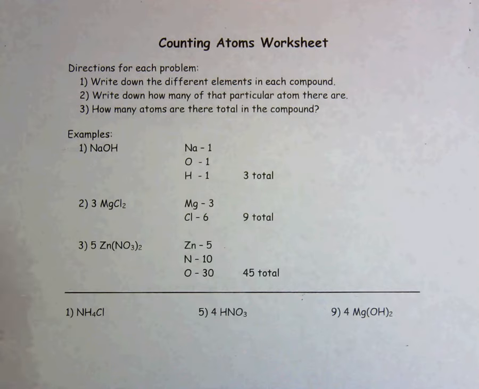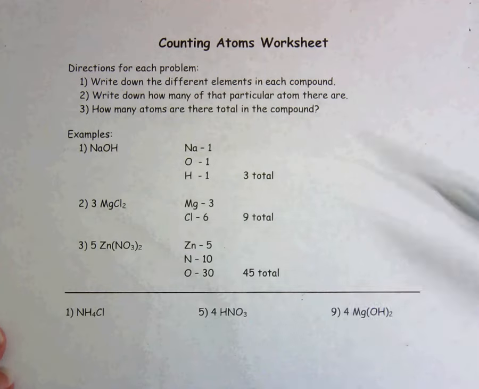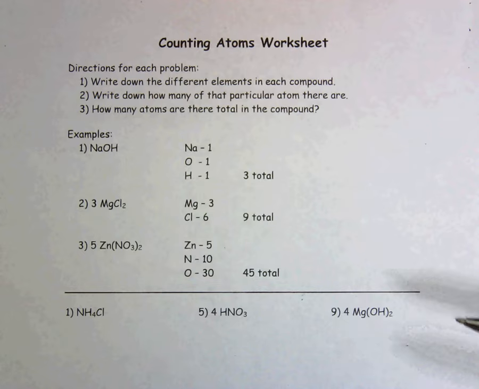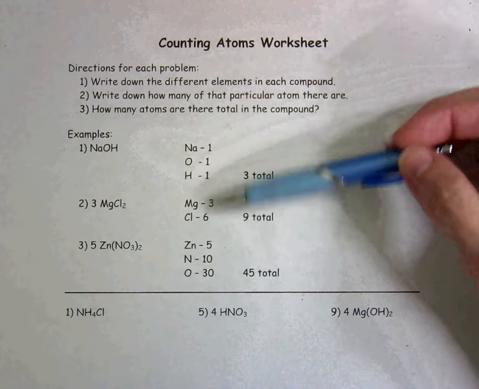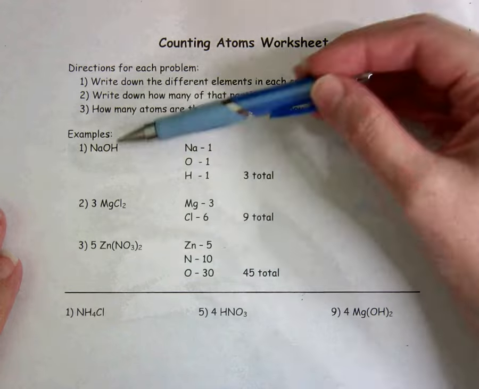Counting atoms worksheet. For the problems at the bottom of this worksheet, you're going to be counting out how many atoms of each element there are in the compound, and you have to include any coefficients at the beginning of the compound. So I'm just going to go over the examples with you because it shows you how to do the rest of these in these examples.